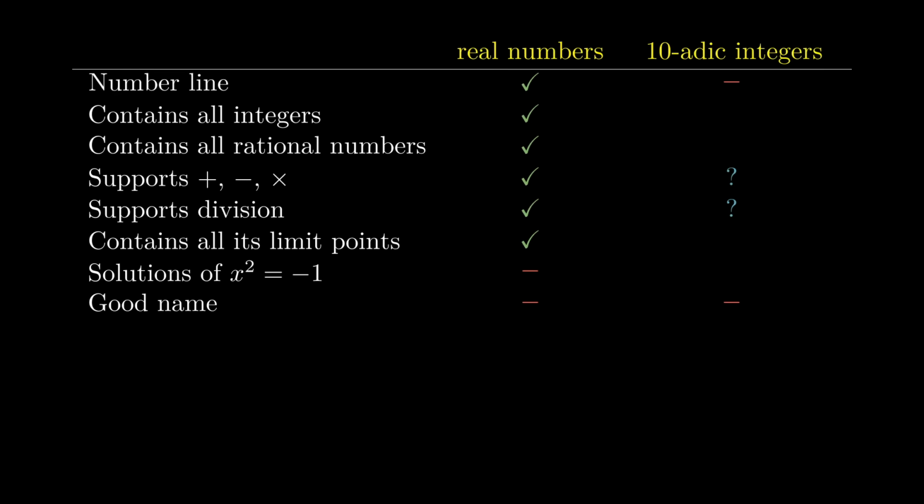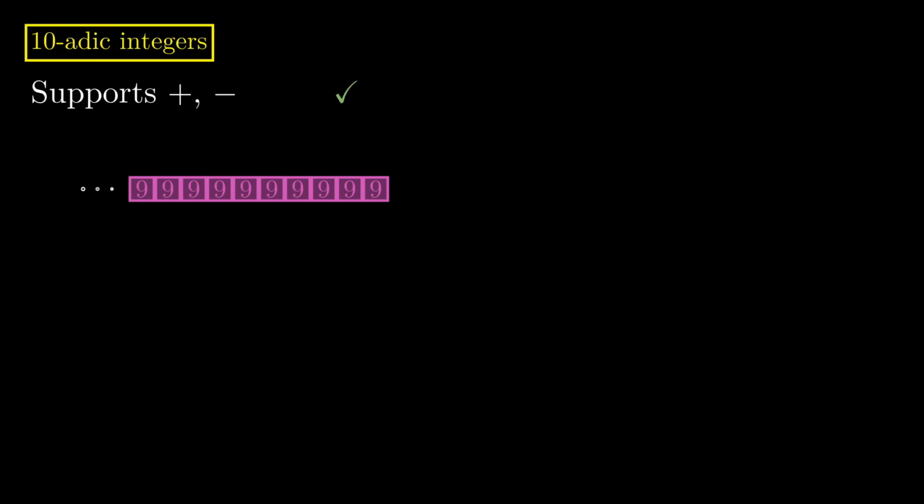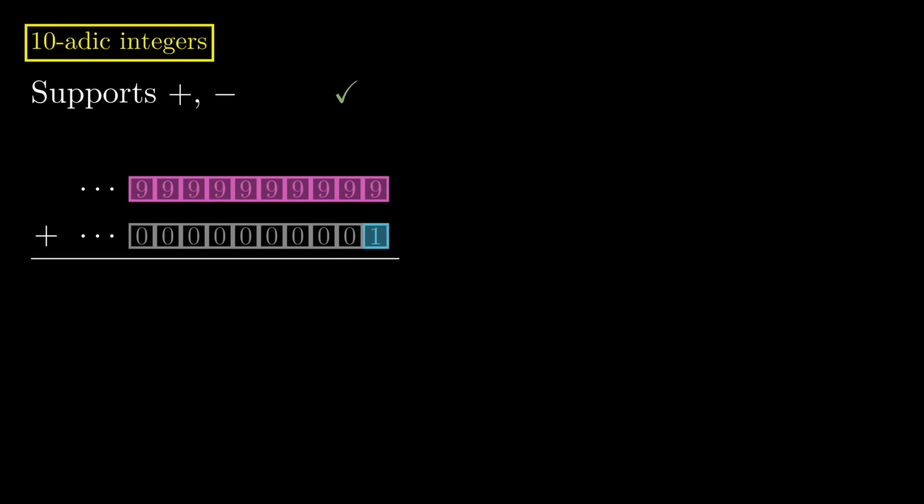Okay, so what about arithmetic? Can we add, subtract, multiply, and divide p-adic integers? Yes, in fact, addition and subtraction work the same way as they do for ordinary integers. The only difference is that the process goes on forever to the left. But that's fine. After all, when you add two real numbers, the process goes on forever to the right.